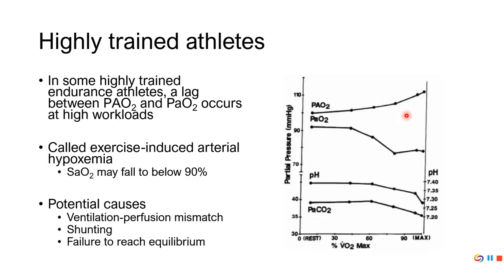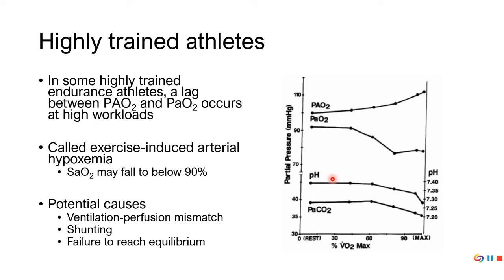Now, what's really interesting is that in some highly trained athletes, there's actually this lag between alveolar oxygen and arterial oxygen at high workloads. And we can see that here. Notice that this person's alveolar oxygen's going up, but their arterial oxygen's dropping down. We call this exercise-induced arterial hypoxemia. And in some cases, saturation can drop below 90%, which is a significant drop.